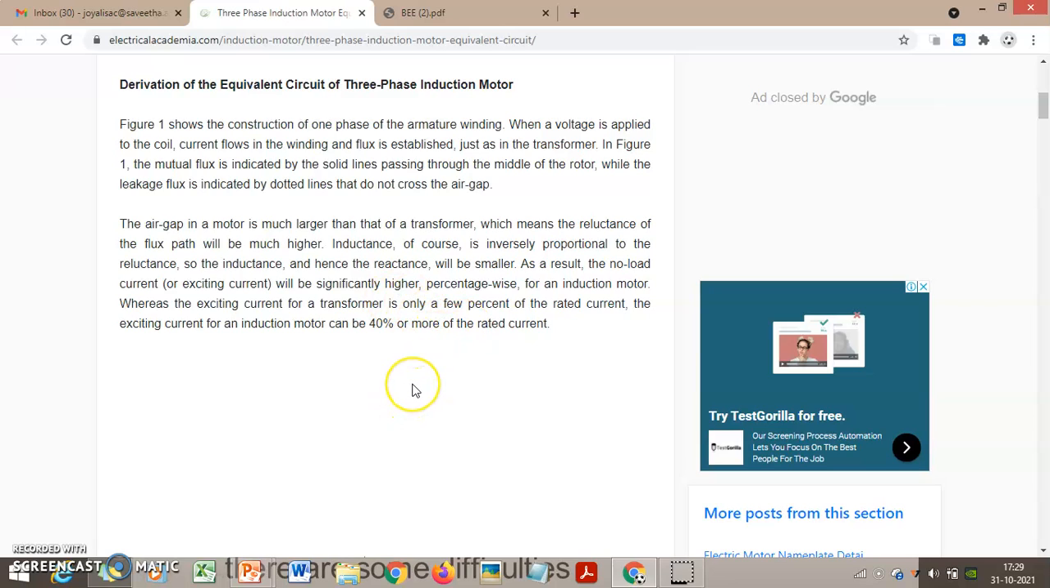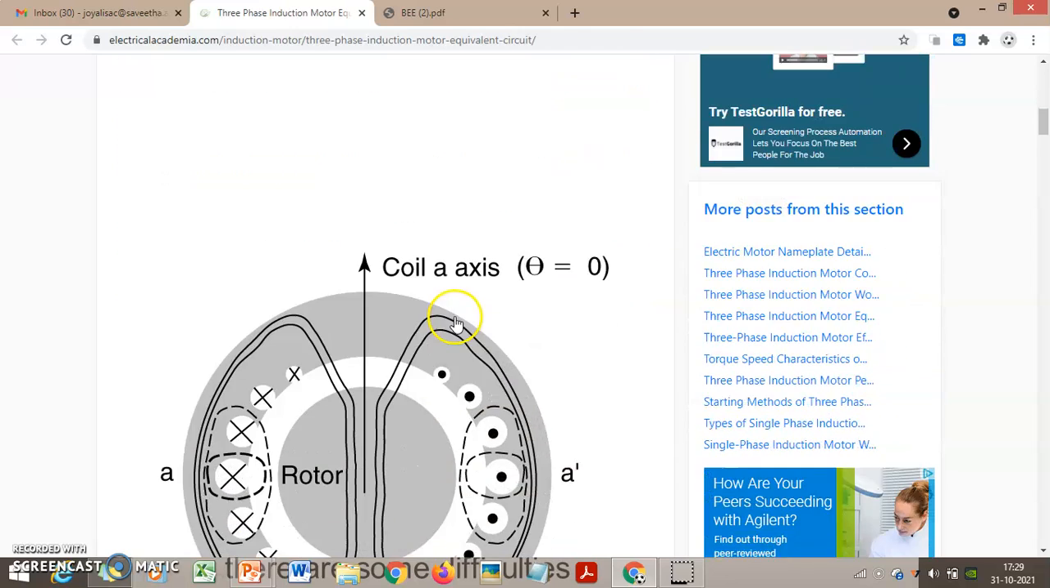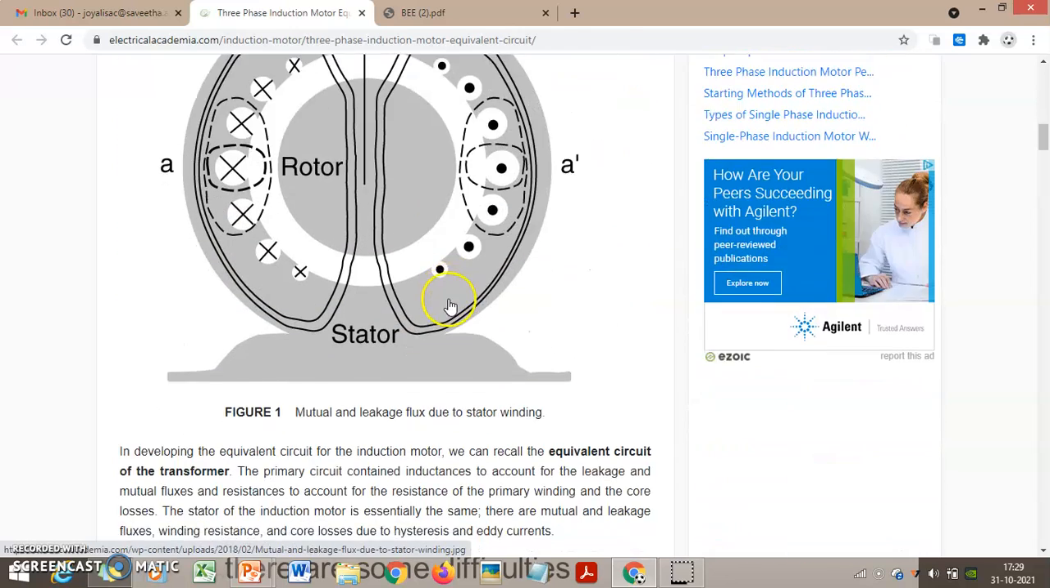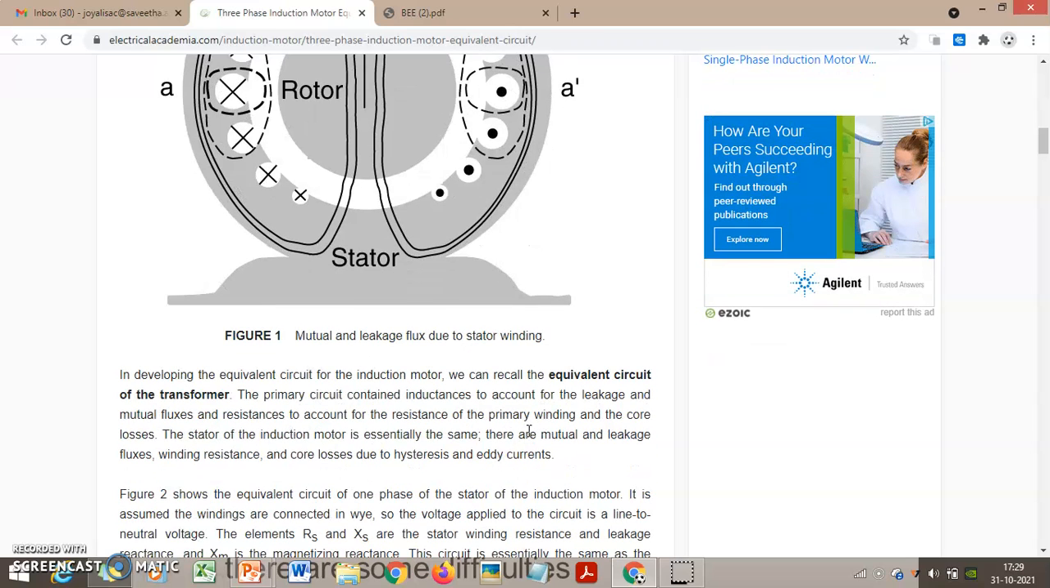You should remember this. The air gap is much larger, and so the reluctance is higher. The reluctance is higher, so the inductance will be lesser, and so a higher current will flow through the induction motor. For example, it will be 40% of the rated current flowing in the induction motor when there is a blocked rotor. Blocked rotor means the rotor has not started, but there will be 40% of current flowing inside the circuit. But in a transformer, with no current in the secondary, there will be only 5 to 6% of current flowing in the primary side. But here 40% of current will be flowing in the stator side.